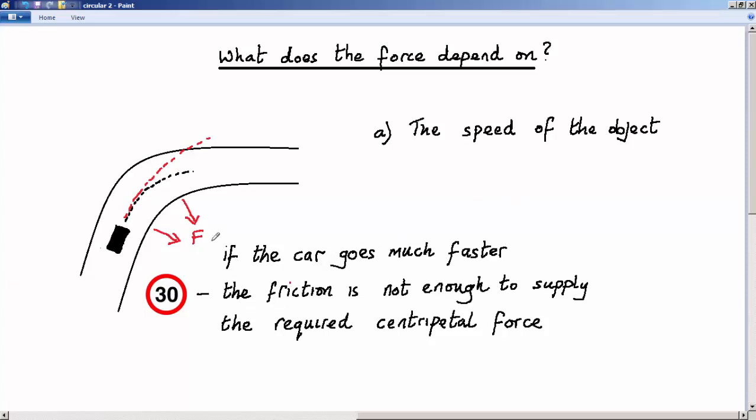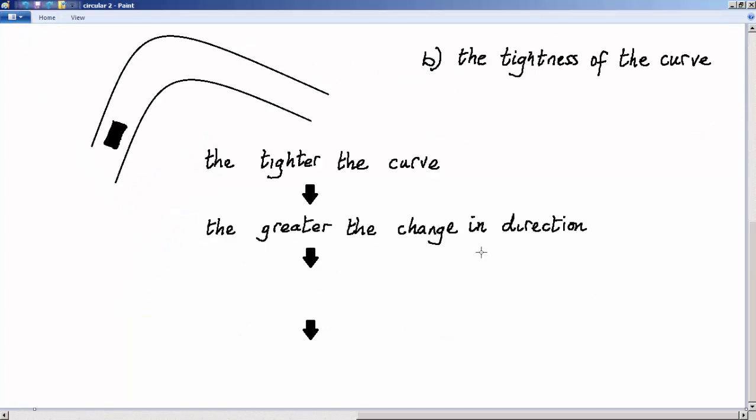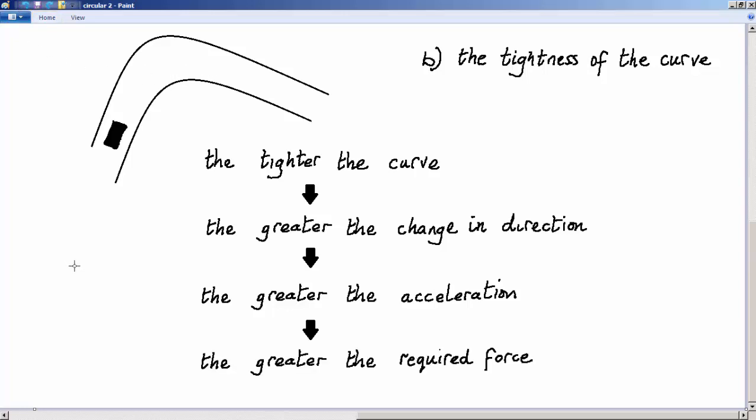The other important factor which affects the size of the force required to keep the car in this circular or nonlinear trajectory is the tightness of the curve. Okay, so we can say that the tighter the curve, then the greater is the change of direction. And consequently, the greater is the acceleration of the car as it goes around the bend, and as a result, the greater is the required force necessary to keep the car moving around this trajectory.